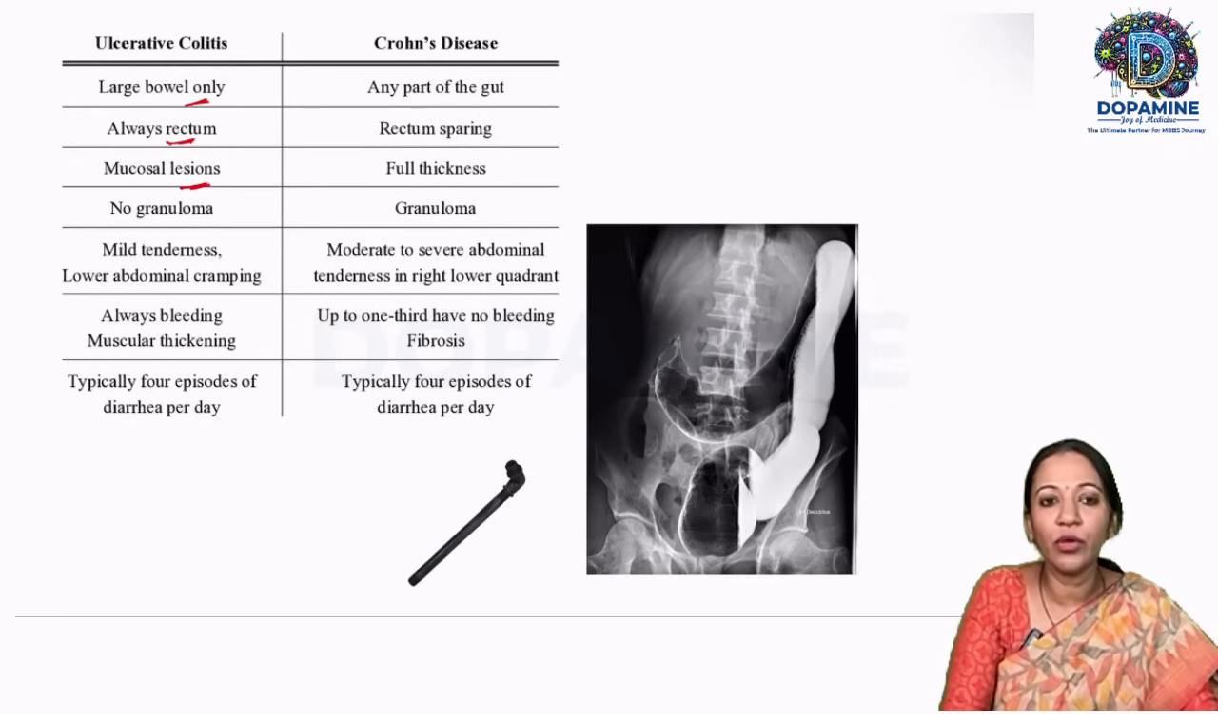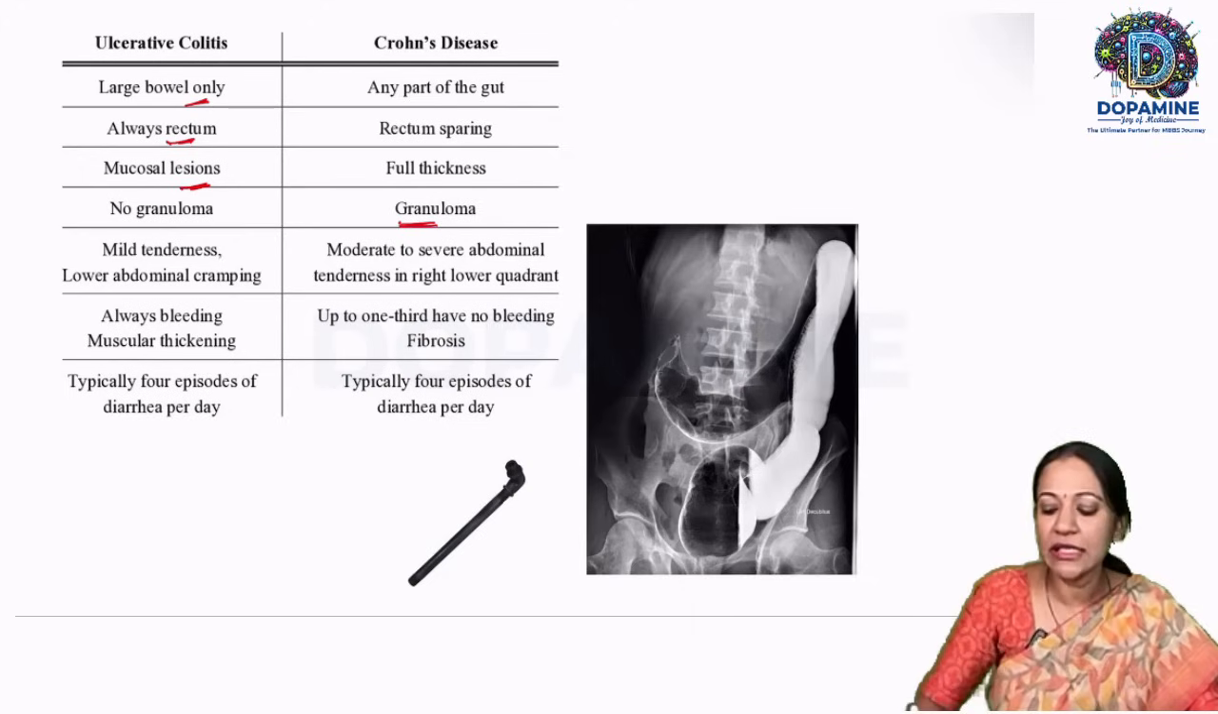Ulcerative colitis will involve only the mucosa. Crohn's will have through and through involvement of the entire mucosa, submucosa, muscular layer and the serosa. The classic finding in Crohn's is granulomas, to be specific, non-caseating granulomas, whereas in ulcerative colitis, no granuloma. Lower abdominal cramps will be there. Here they'll have tenderness, always bleeding, mucosal thickness. Here bleeding is very rare.